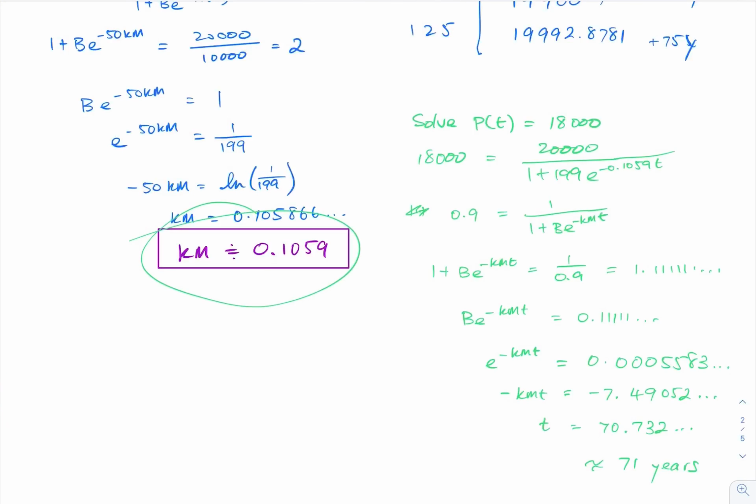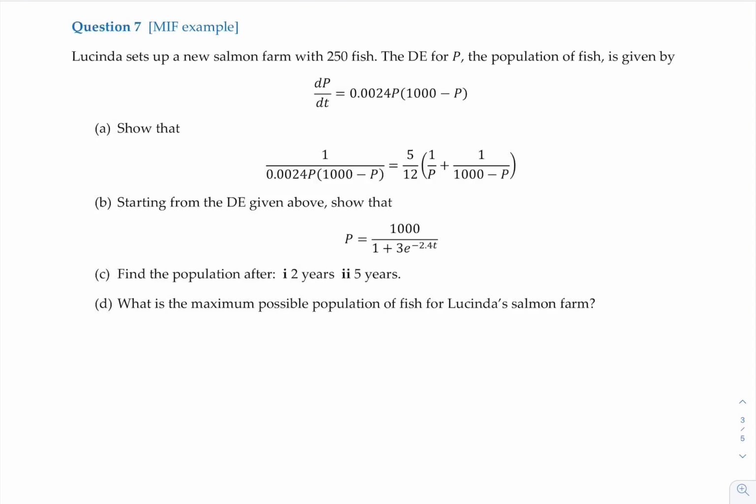Okay, so we've solved that question. Now the next one is very similar, so I'm going to try and go through it really quickly. It just has some differences. It starts from a different point. It starts by giving us a complete differential equation, so it's got the k in there. All right, so k equals 0.0024.